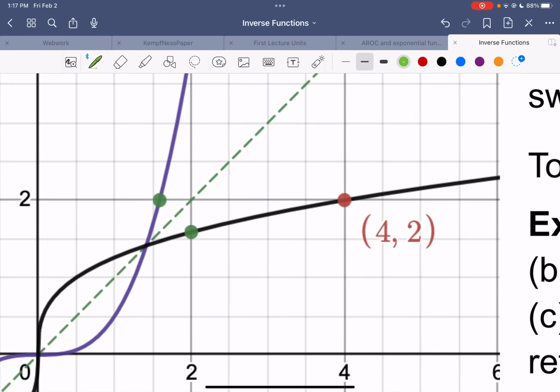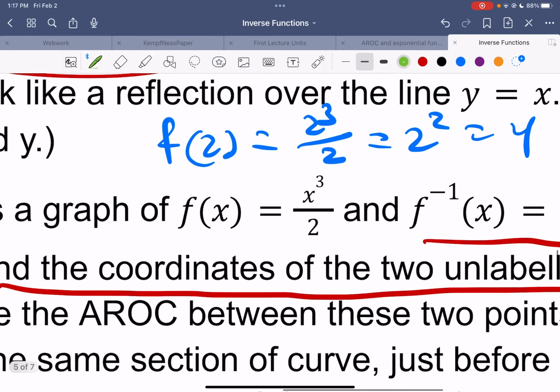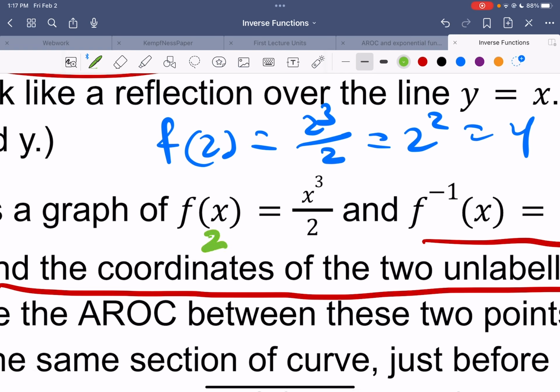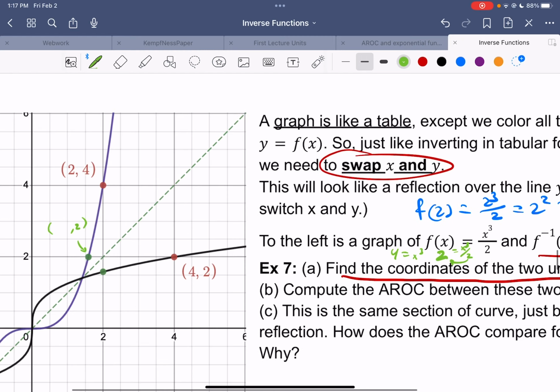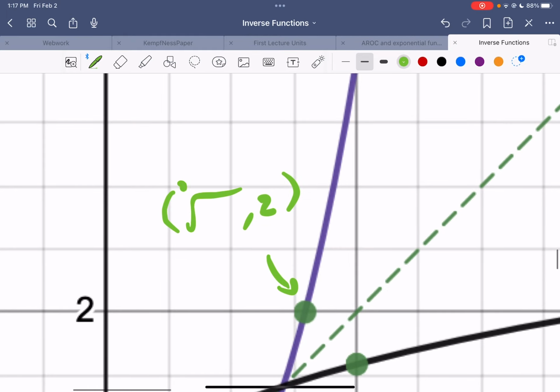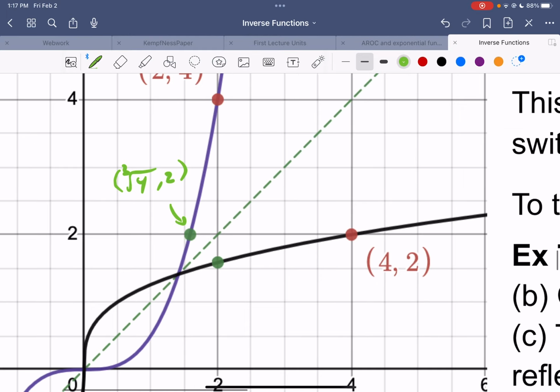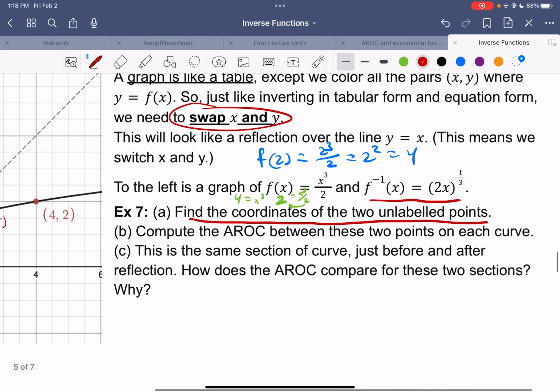And we can see pretty clearly that right here the y value is 2. So if we go to our function, the y value is 2, and that needs to equal x cubed over 2. And so what do I do? I multiply the 2 over. I have 4 is equal to x cubed. And so the x value is the cube root of 4. That's fine. And now when I swap x and y, that puts the 2 in the x position and the cube root of 4 in the y position. All right. Find the coordinates of the unlabeled points. Did it. Compute the average rate of change between these two points on each curve.